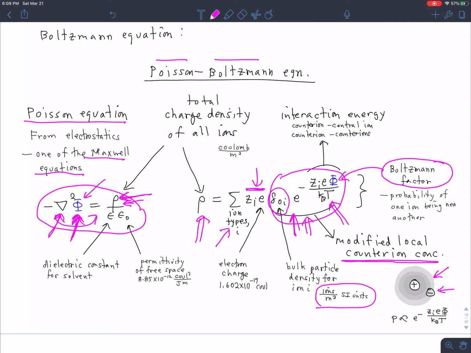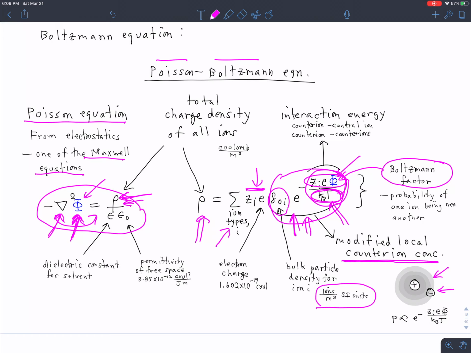A Boltzmann factor calculates probability. This thing up on top here is energy. This is thermal energy that's available. This is the energy of interaction between two particles. This is the thermal energy, and so basically this is the ratio of the interaction energy to the thermal energy.